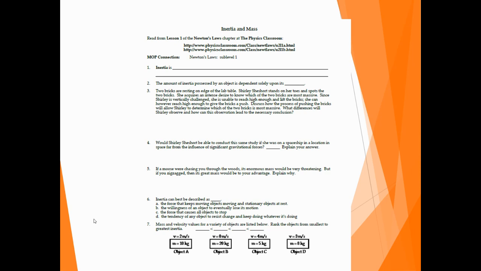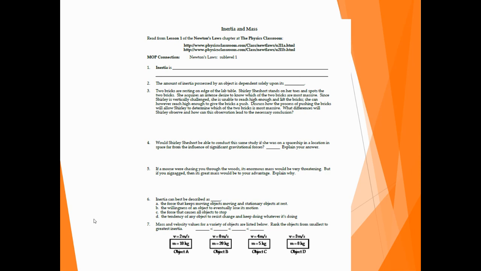So this is a concept that you need to kind of wrap your head around and think about the fact that mass and weight are not the same thing. And this idea of inertia being tied to weight is not really accurate. Inertia is tied to mass, or how much material there is in an object.